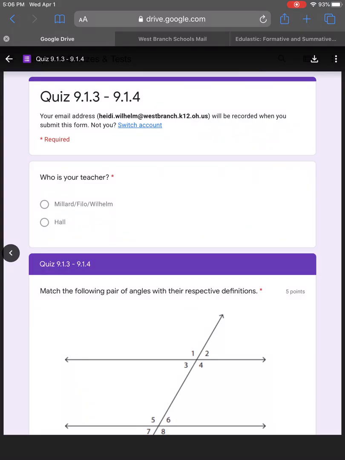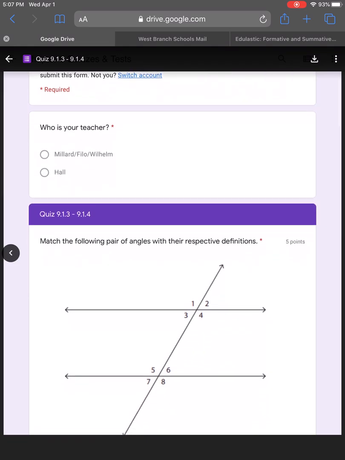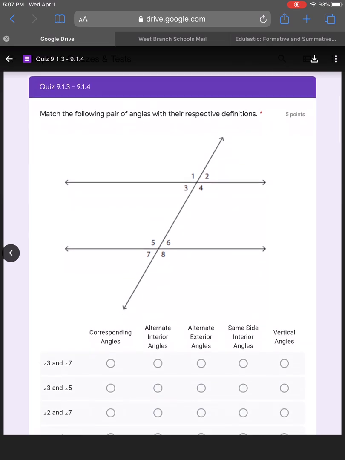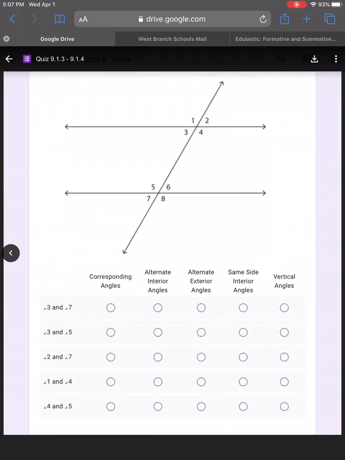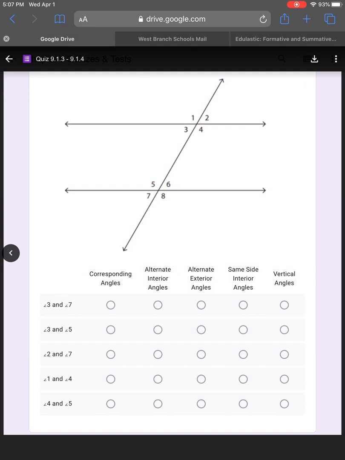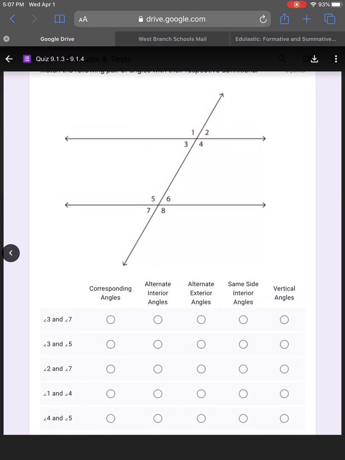Quiz 913 to 914. After you answer who your teacher is or teachers, you are going to come to this question. So match the following pair of angles with their respective definitions. If we are looking at rows, I'm going to look at the top row. So angle 3 and angle 7. If you find those on the figure, we want to know, are those corresponding angles, alternate interior angles, alternate exterior angles, same side interior angles, or vertical angles?